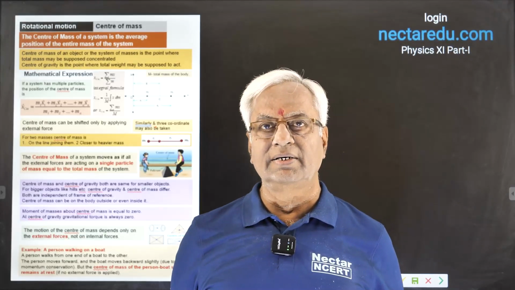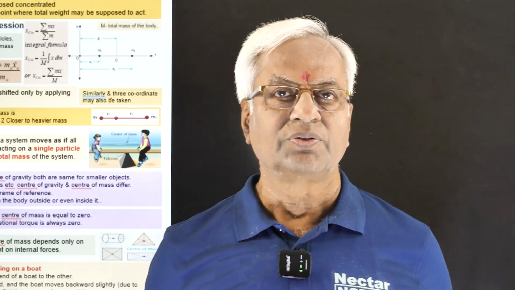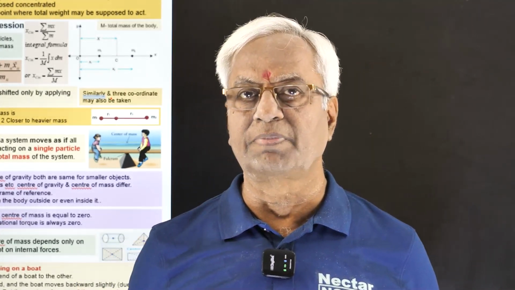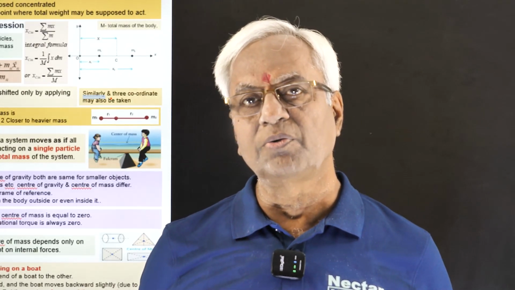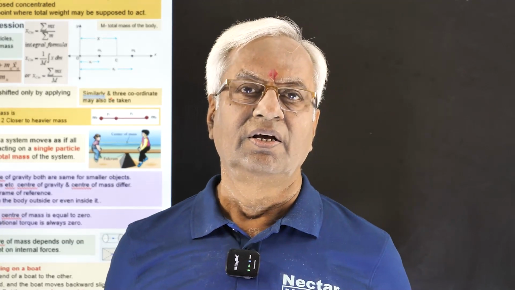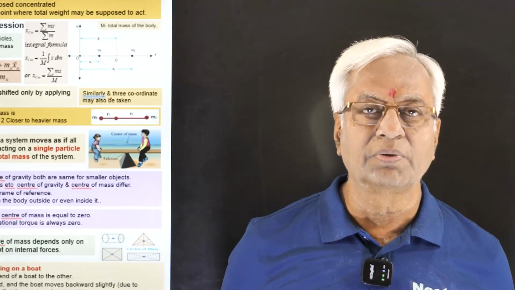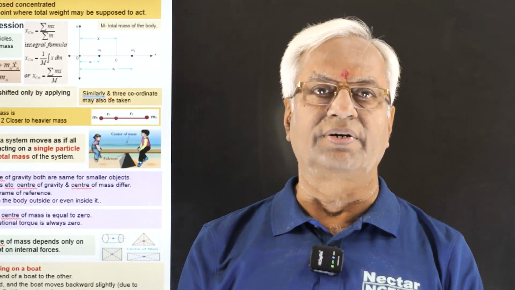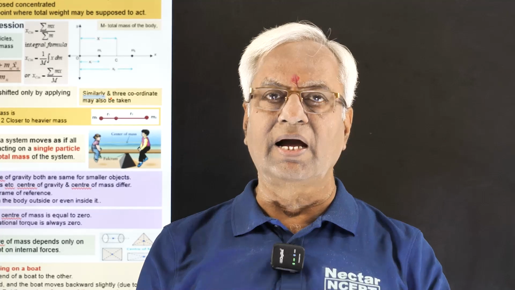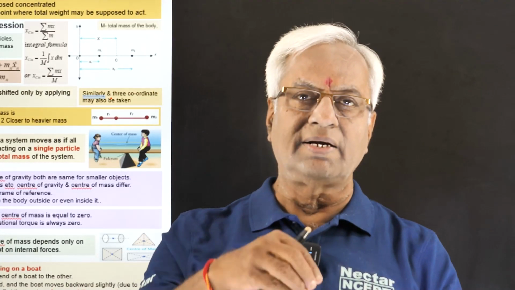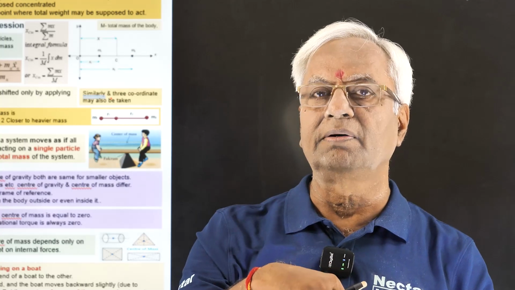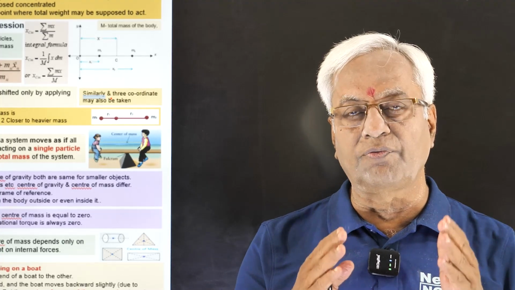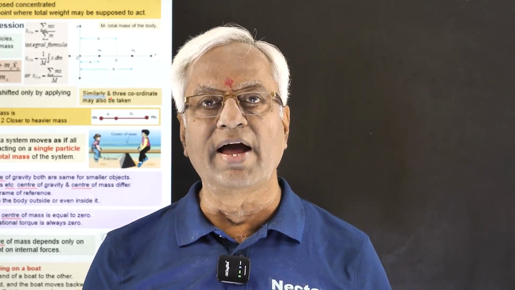Center of mass and center of gravity. These two terms are almost similar in many respects and are in short known as CM and CG. Center of mass is the point where the total mass may be supposed to be concentrated. We can suppose the entire mass of the whole system at a particular point that will be known as center of mass. Similarly, center of gravity is the point where the total weight of the body is supposed to act.